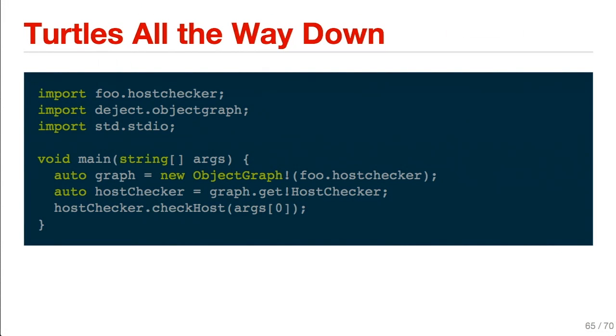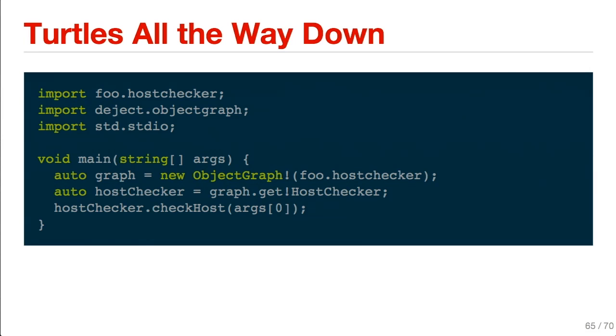This is turtles all the way down. So you can imagine, once you actually go down this road, that every single class in your entire system becomes injected. And to create a foo, you just ask the object graph, hey, object graph, give me a foo. Well, that might create a bar and a boz and 6 other objects, but you're completely isolated from it.